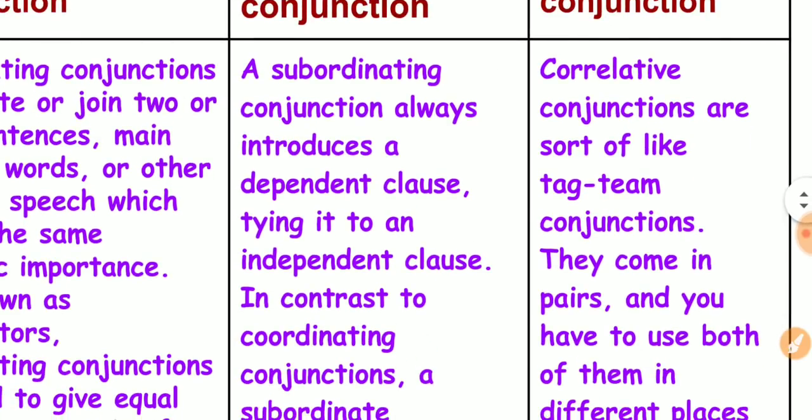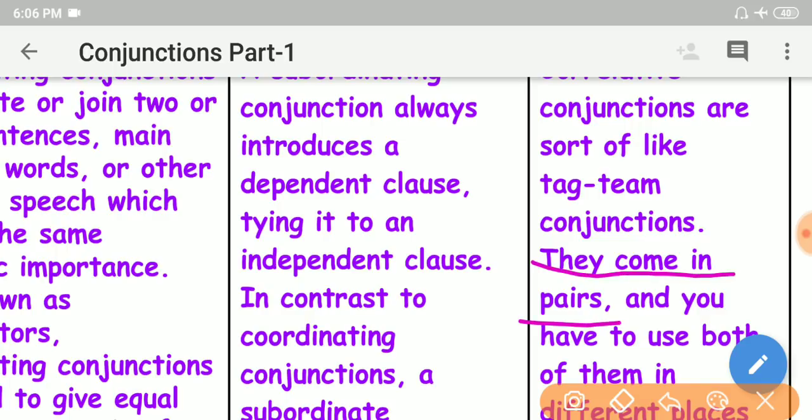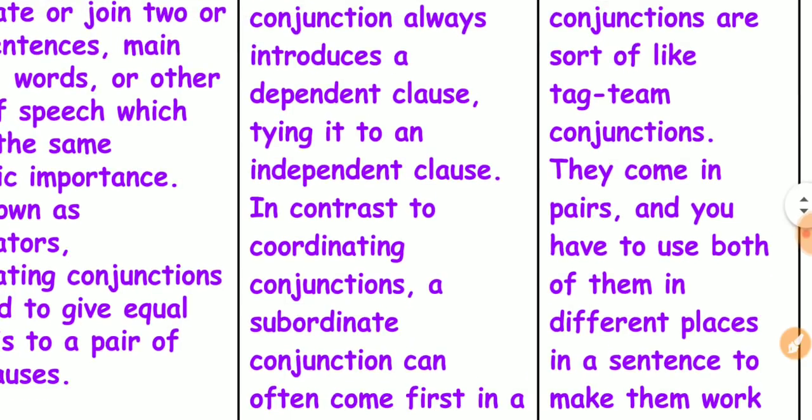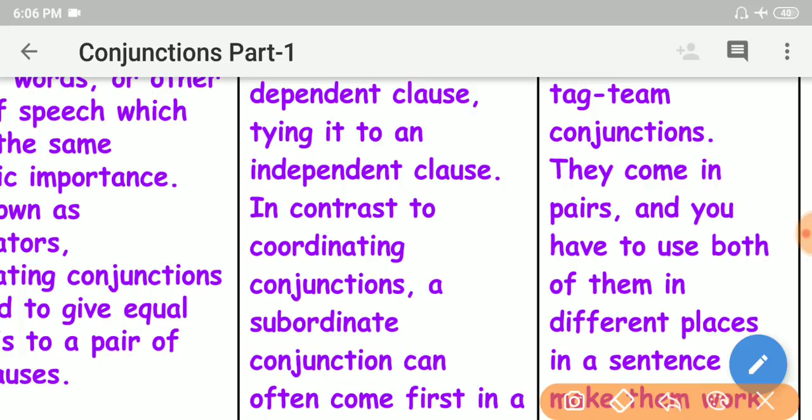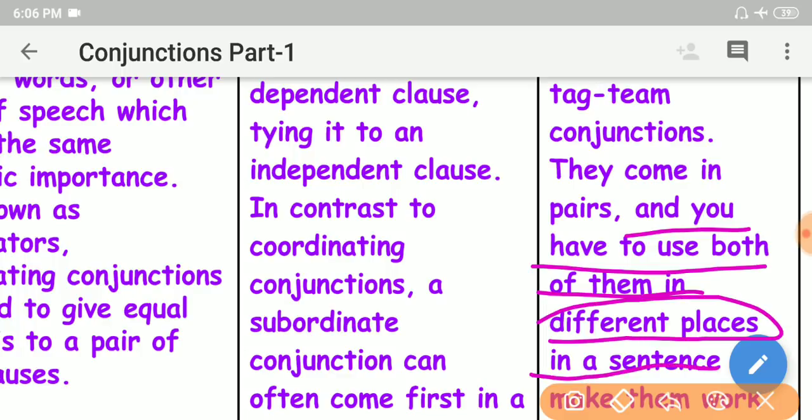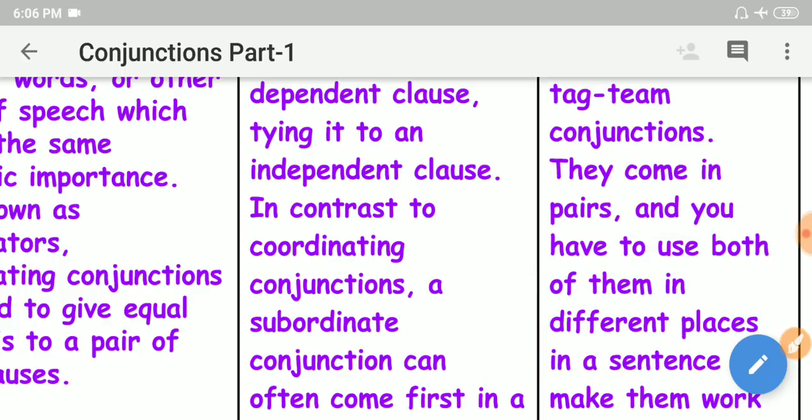They come in pairs, you see. Correlative conjunctions always come in pairs, always go like a couple. And you have to use both of them in different places in a sentence. You must use these two conjunctions; you should not use them individually. You have to use both, but in different places in a sentence, my dear friends. So correlative conjunctions are conjunctions that are like pairs.